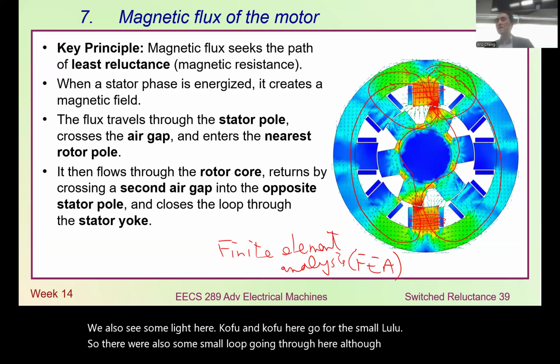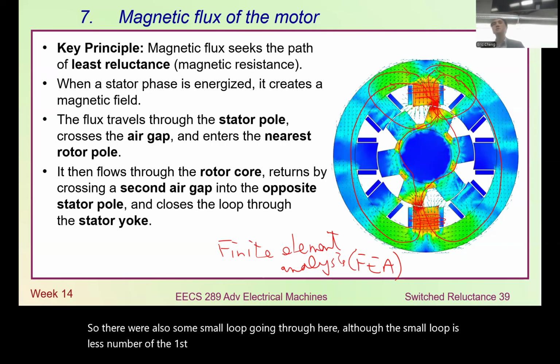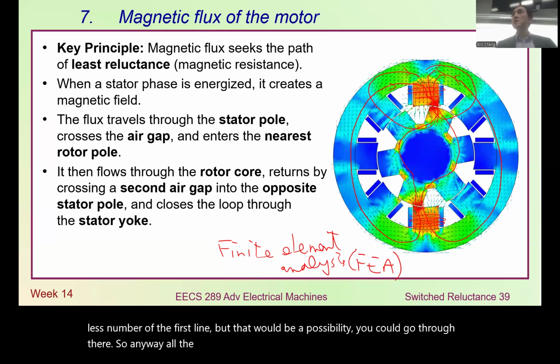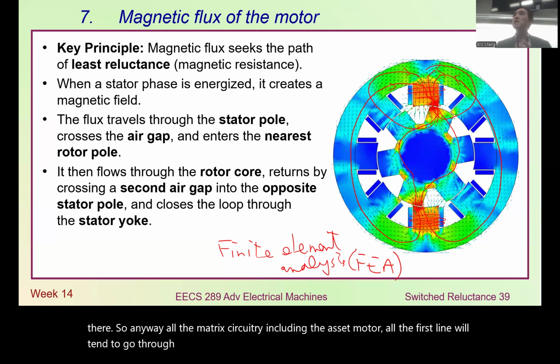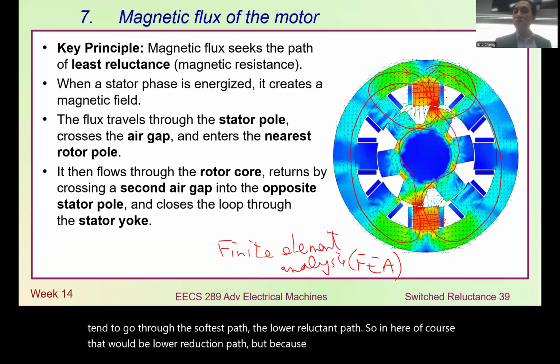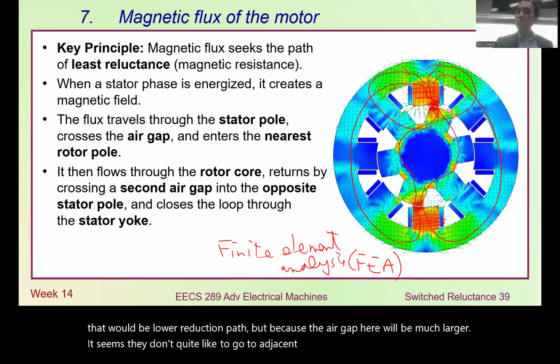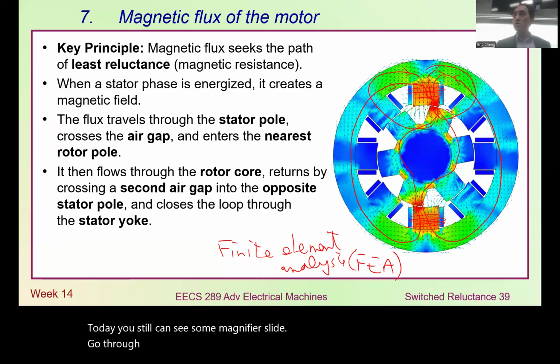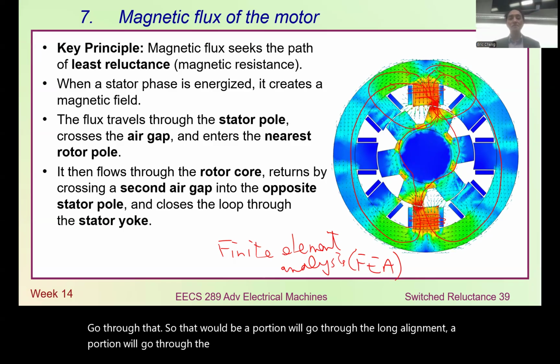Although the small loop has fewer flux lines, there is a possibility they can go through there. Anyway, in all magnetic circuitry, including the SR motor, the flux lines tend to go through the shortest, lower reluctance path. Here, of course, that will be the lower reluctance path. But because the air gap here is much larger, the flux doesn't quite like to go to adjacent poles. But when the rotor approaches, you still can see some magnetic flux lines go through there. So a portion will go to the long alignment, and a portion will go to the alignment pole pair.